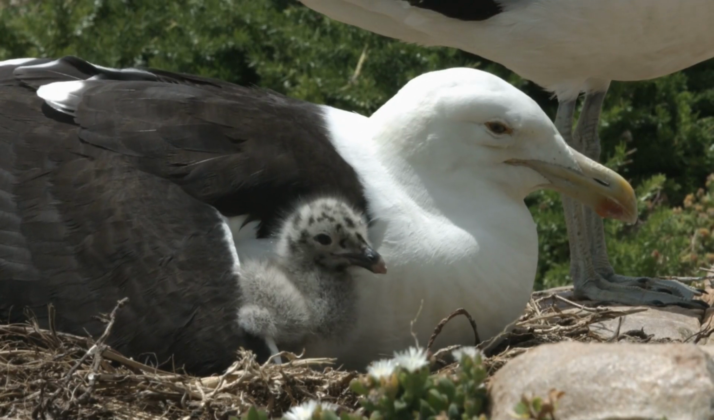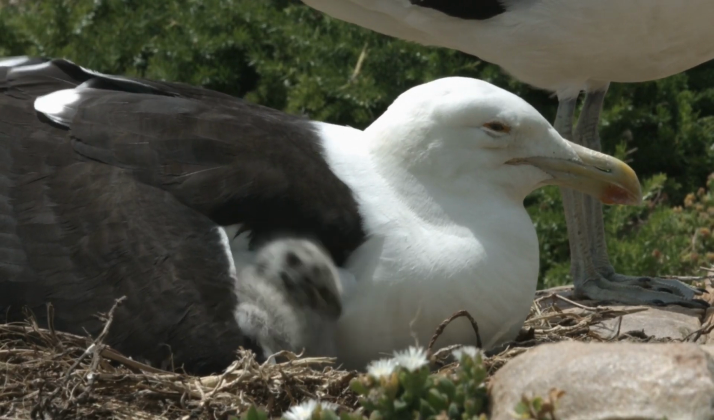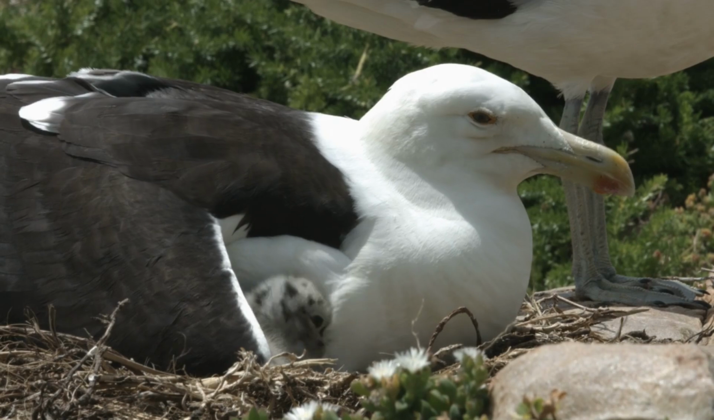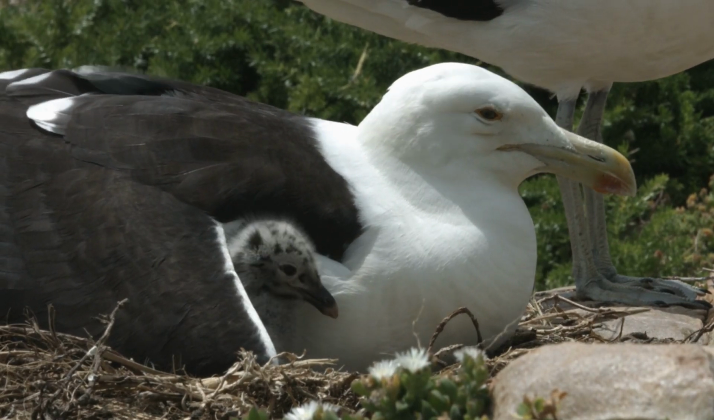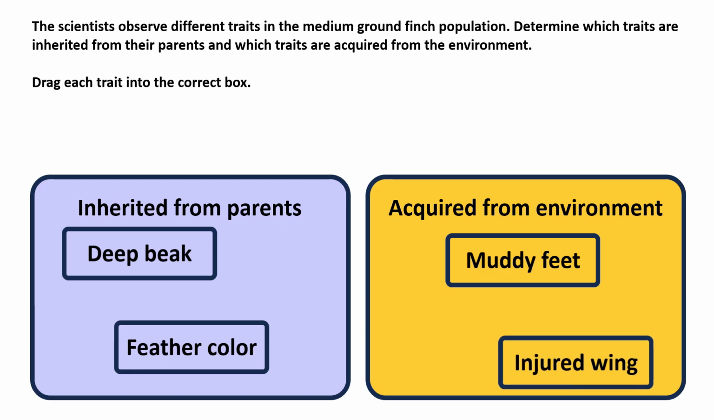Likewise, this seagull chick has a beak that is similar to its mother's beak. And this seagull chick has feathers that are gray and white, just like its mother has gray and white feathers. Muddy feet and an injured wing come from the bird's interaction with the environment.